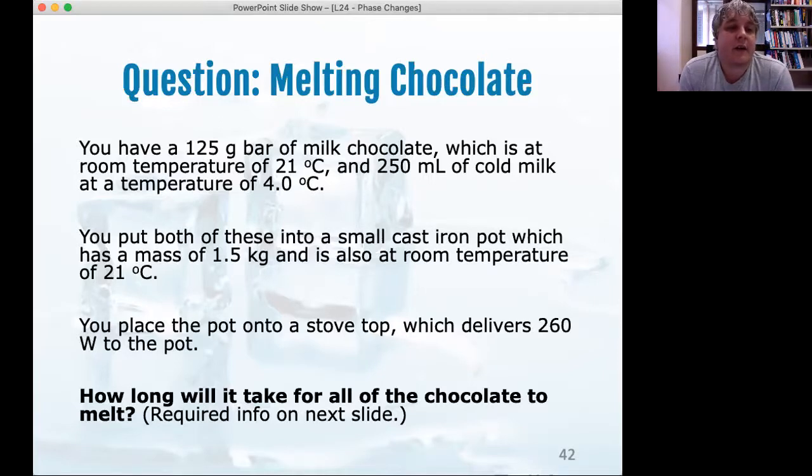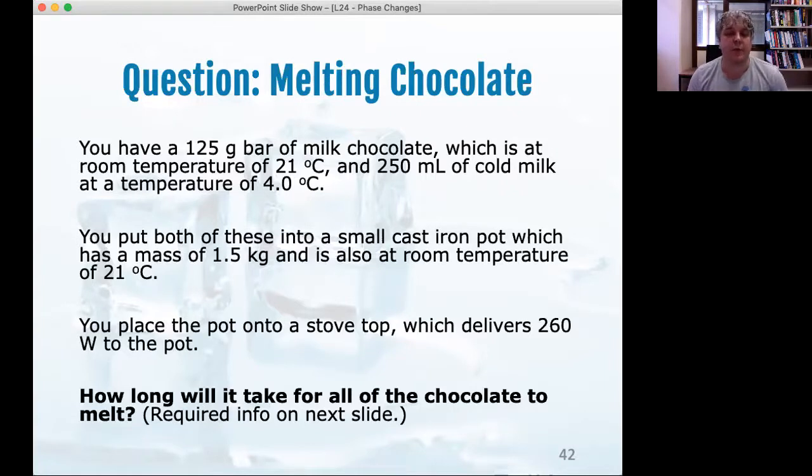This question is about a bar of milk chocolate being melted with some cold milk in order to make a hot chocolate. You have a 125 gram bar of milk chocolate. It's at room temperature of 21 degrees C. You have 250 mL of cold milk at a temperature of 4 degrees C. You put both of these into a small cast iron pot, which has a mass of 1.5 kilograms and is also at room temperature of 21 degrees C. You place the pot onto a stove top, which delivers 260 watts to the pot. How long will it take for all of the chocolate to melt?